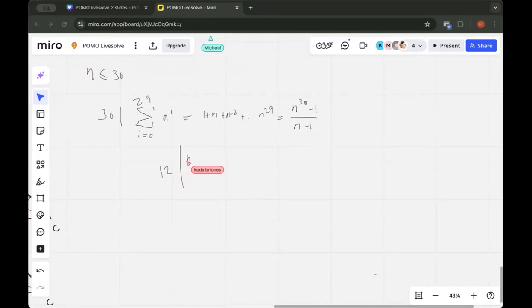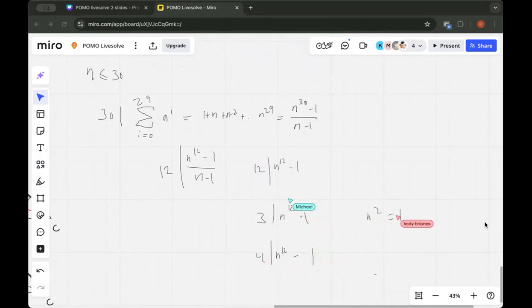If you look at the m equals 12 case, this is the same question as asking when does 12 divide (n^12 - 1)/(n - 1), which is equivalent to asking when does 12 divide n^12 - 1. Not exactly, but we can just look at this right now. And this is the same question as asking when 3 divides n^12 - 1 and 4 divides n^12 - 1. So by FLT, this is true since n^2 is equal to 1 mod 3 for coprime n, and n^2 is equal to 1 mod 4 for coprime n.